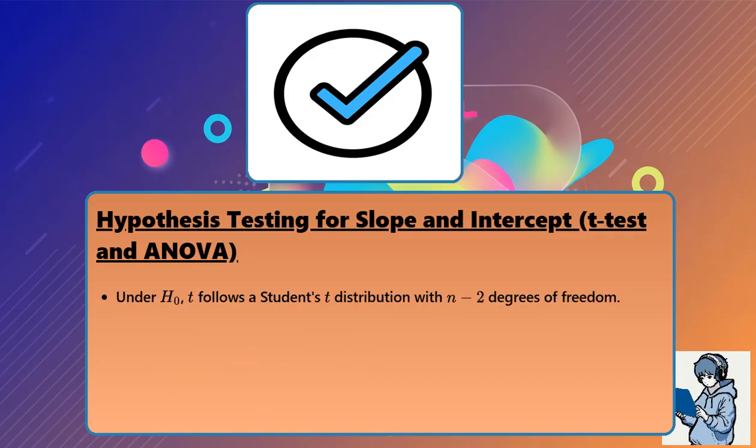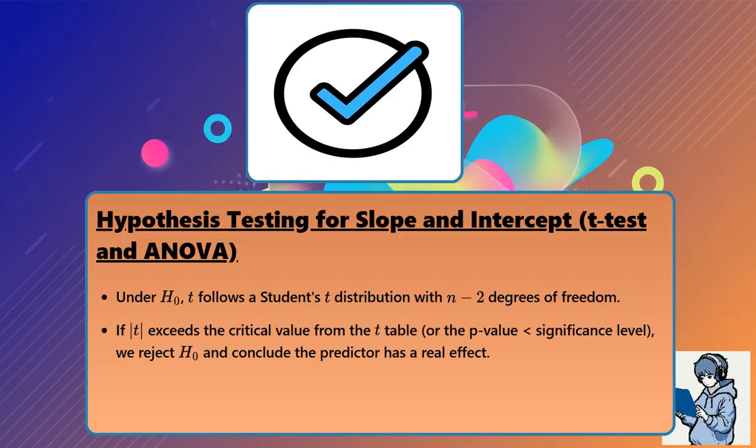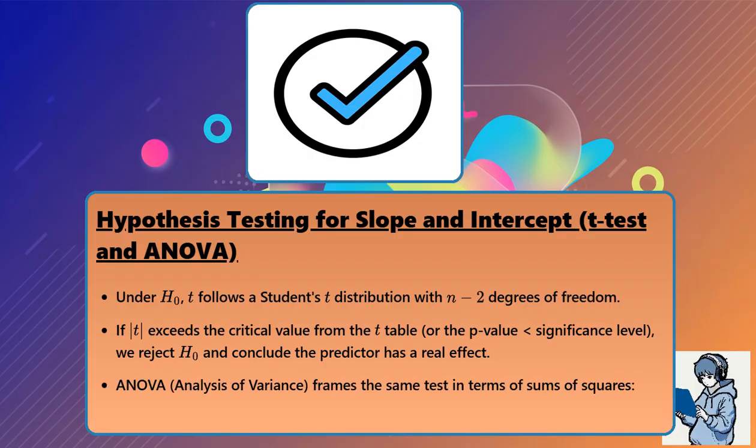Under H_0, t follows a Student's t distribution with n minus 2 degrees of freedom. If the absolute value of t exceeds the critical value from the t-table, or the p-value is less than the significance level, we reject H_0 and conclude the predictor has a real effect.